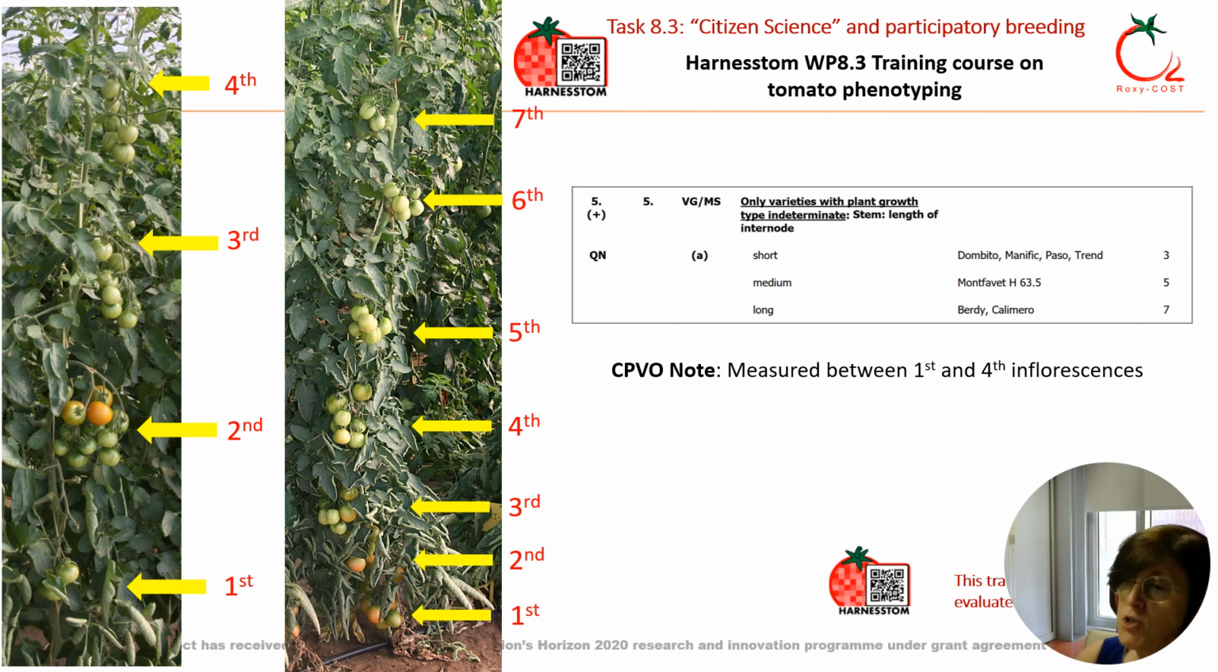In case of measurements, this measure is divided by the number of internodes in between, and an indication of the length of the internode is given. In this slide, you can see the high variation that exists for this trait between plants.